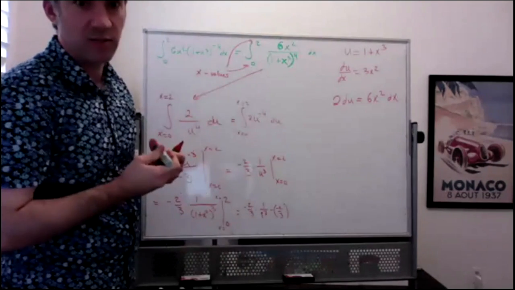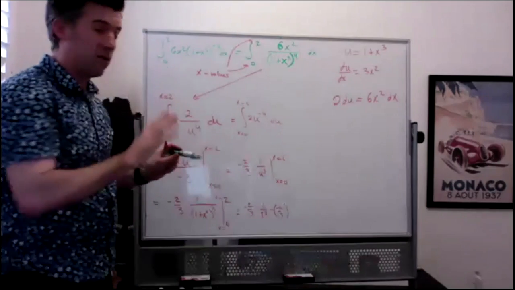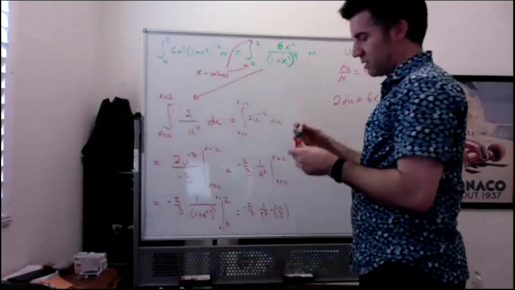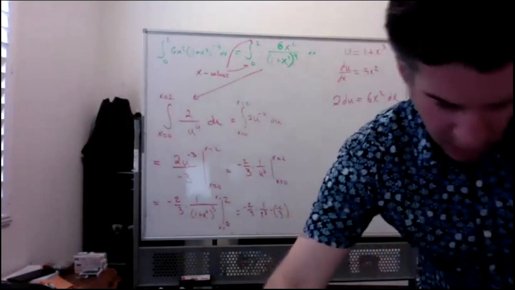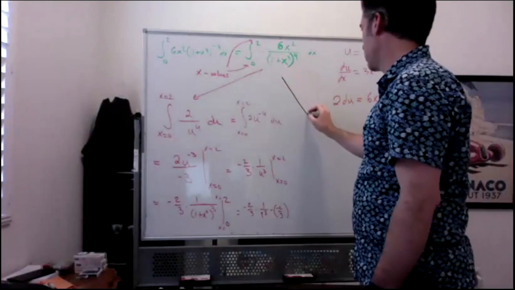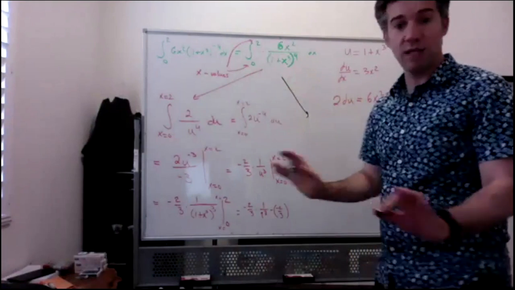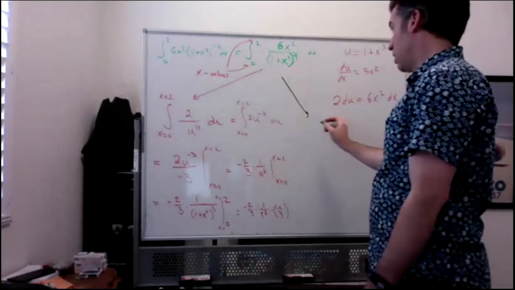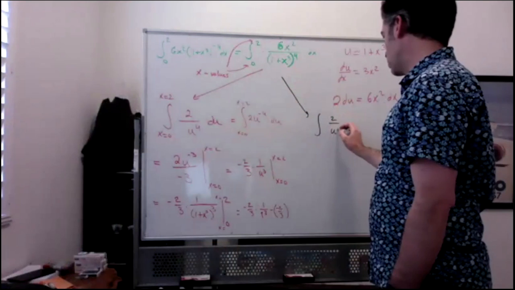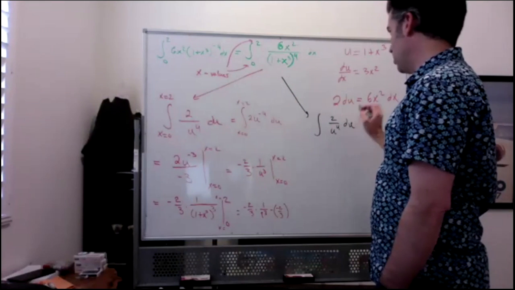Yeah, it's 1 plus x cubed to the fourth. Okay, so now we're going to do it again, but we're going to do it differently. Let's not use the green pen. The other way we can go is, we're still making the same u substitution. I'm still going to get the same integral of 2 over u to the fourth du.